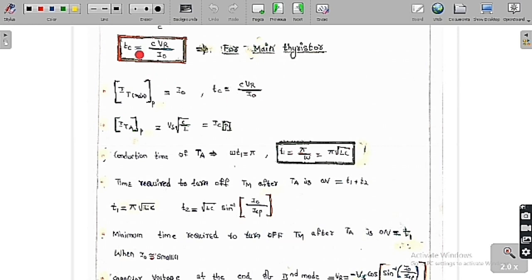So the circuit turn off time for the main thyristor is the time for which the main thyristor is going to face the negative voltage across it, which is C VR by I naught, where VR is the voltage across the capacitor at the end of mode 2.